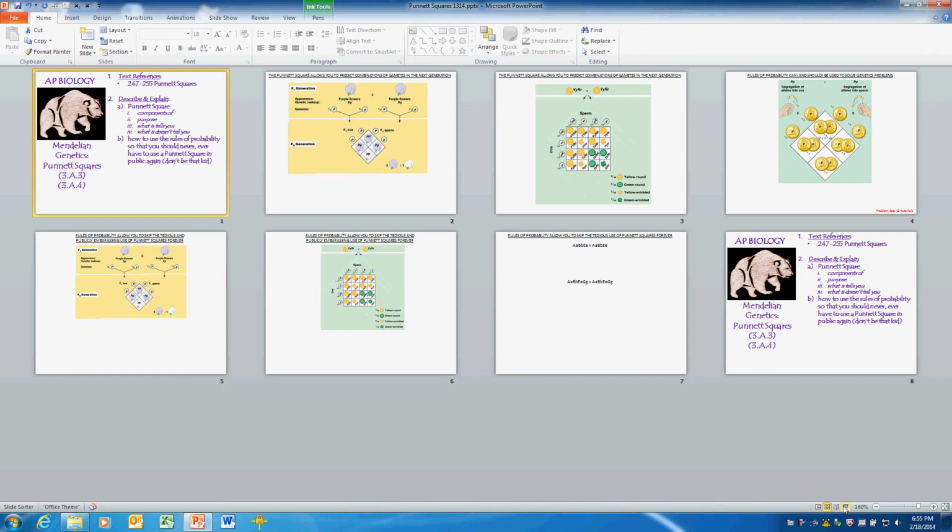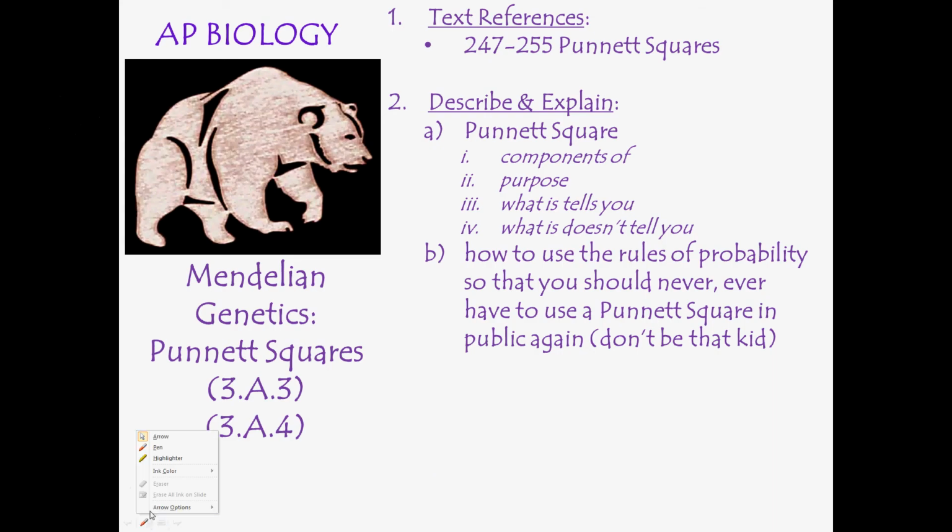To another screencast. I'll be discussing Punnett squares here, and so by the end of this, hopefully you are able to describe and explain the Punnett square. So the components of a Punnett square, the purpose of using a Punnett square, what the Punnett square can tell you and what it does not tell you, and then B here, just be able to describe and explain how to use the rules of probability so that you never ever have to use a Punnett square in public again, right? You don't want to be that kid using a Punnett square when there's no real need to.